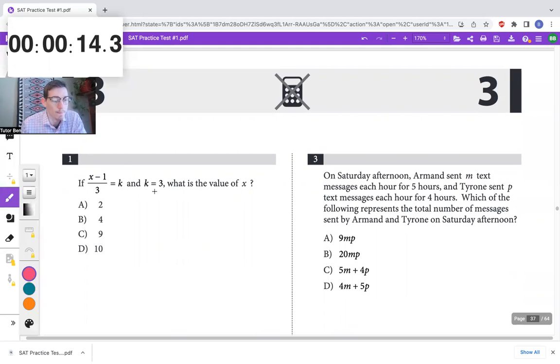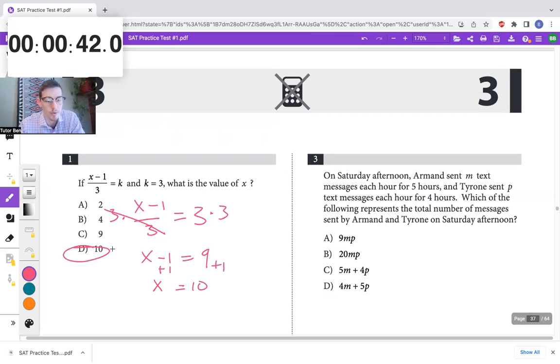So I see this, it's just asking me to substitute in a value for k and then solve for x. I'm just going to rewrite my equation with k substituted in. I can recognize that I need to multiply both sides by 3 to cancel this denominator. I'm trying to isolate the variable. We get x minus 1 equals 9. I add the 1 to both sides. We get x equals 10.